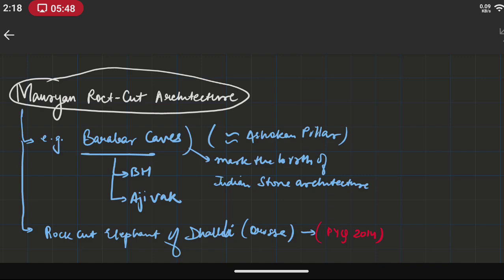Now let's study about the Mauryan rock cut architecture. The famous example of the Mauryan rock cut architecture is the Barabar cave. It was constructed during the time of Ashokan Pillar. Barabar caves mark the beginning of the Indian stone architecture. Barabar caves is in Bihar. It belongs to the Ajivika sect of Sanatan Dharma.